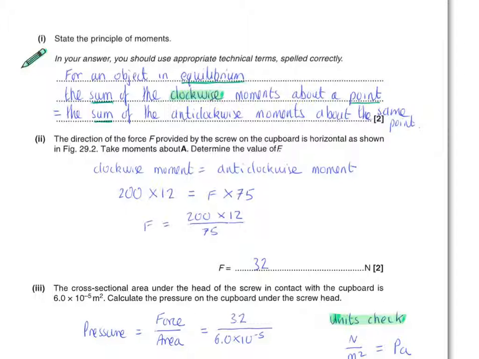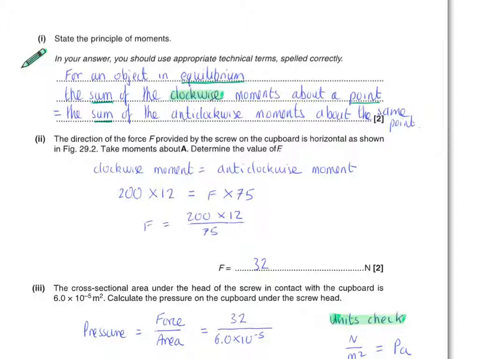So first part of the question is asking us to state the principle of moments. So for an object to be in equilibrium, the sum of the clockwise moments about a point must equal the sum of the anti-clockwise moments about the same point. The word clockwise was used to judge the spelling mark, and the other points underlined in green are what make it a good enough answer to be worthy of 2 marks.